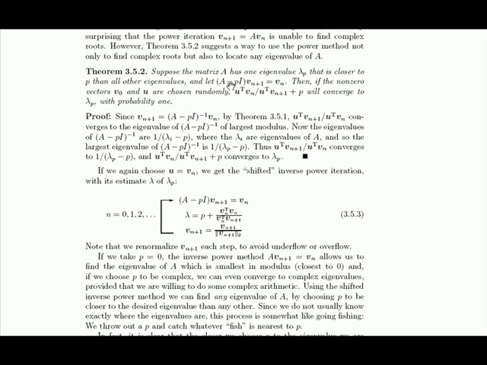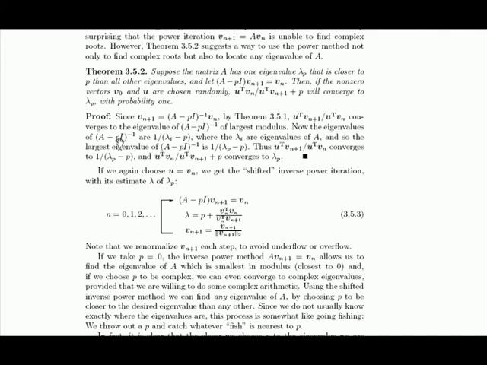Inverses are anathema in numerical analysis, especially if A is sparse. You don't want to fool with an inverse. You simply solve this linear system every step. But in any case, the effect is the same as if you were simply applying the power method to A minus pI inverse.